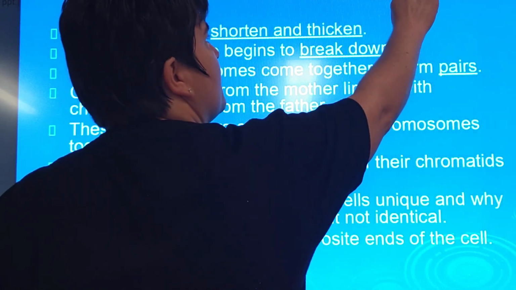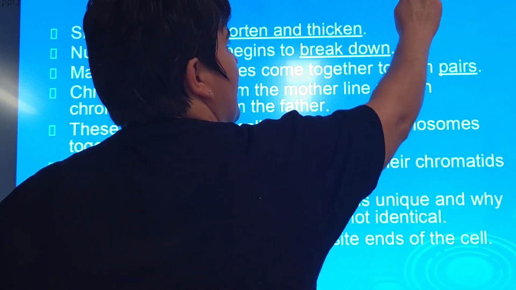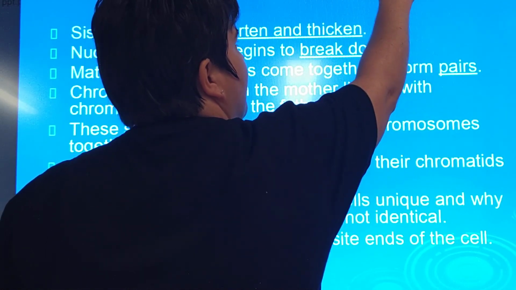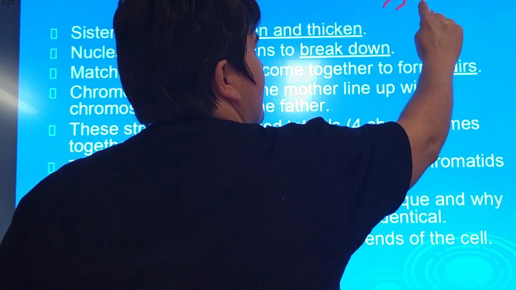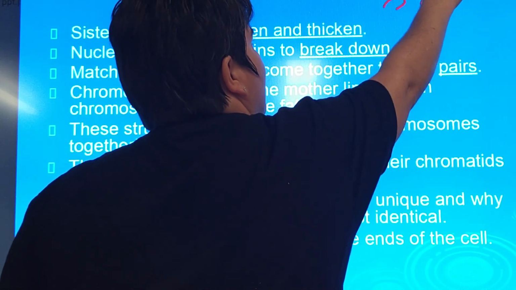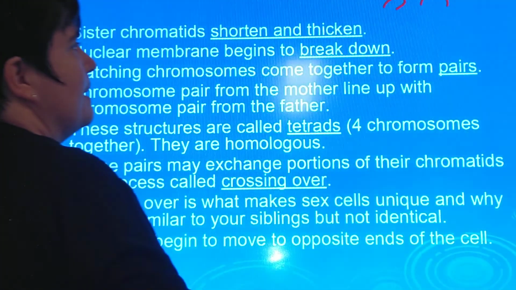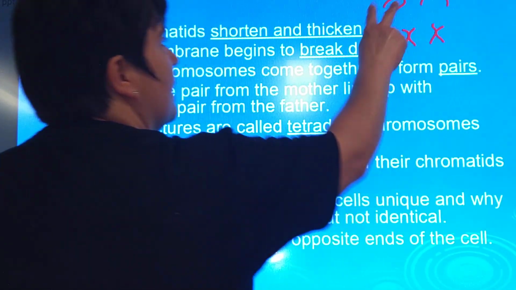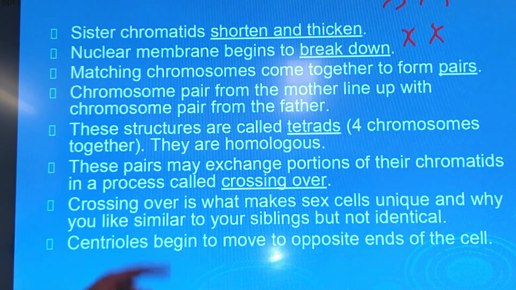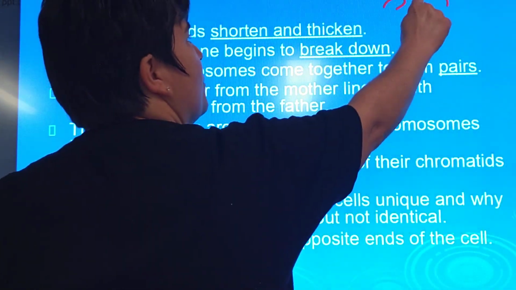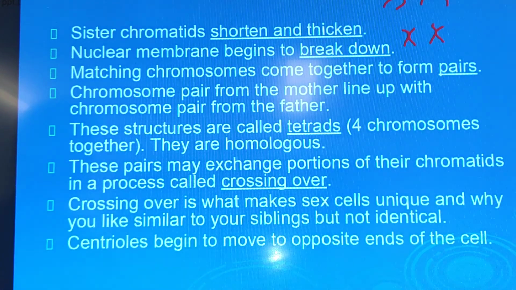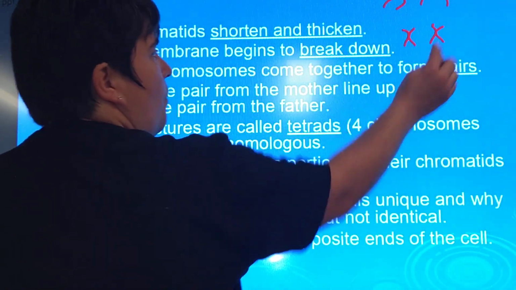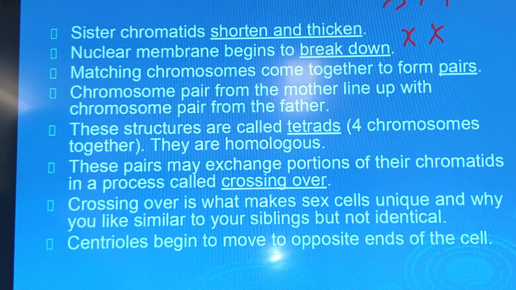The homologous chromosomes are going to line up. So maybe this was chromosome 1 from dad, and this was chromosome 1 from mom, and they're going to line up in homologous pairs. And you're going to have chromosome 2 from dad line up with chromosome 2 from mom. And we're going to call this a tetrad because we actually have 1, 2, 3, 4 copies of the chromosome together there. That's a tetrad. Tetra means 4. So we call these tetrads when they line up in homologous pairs.